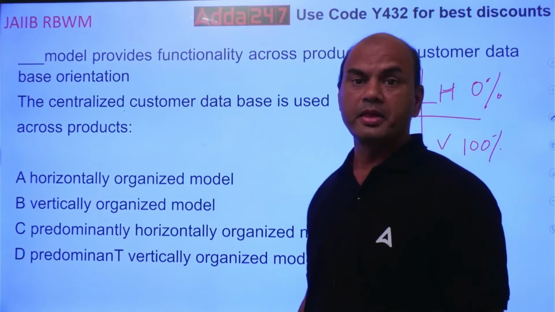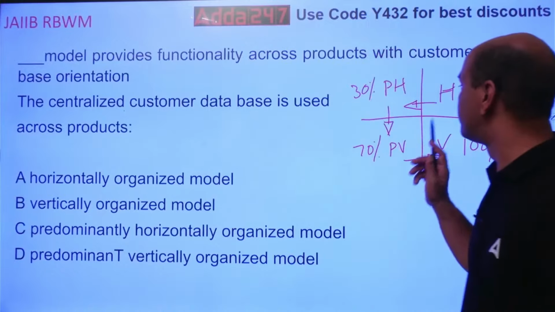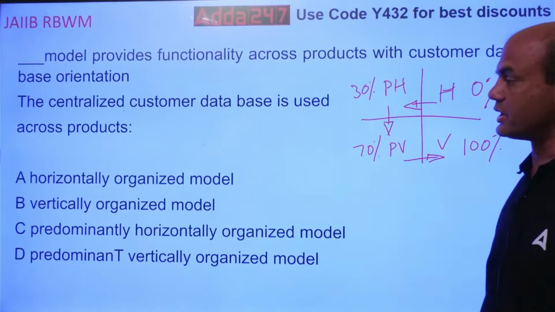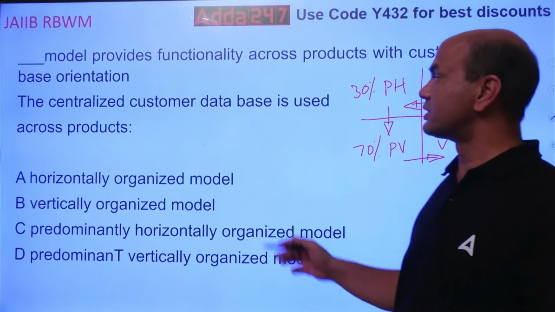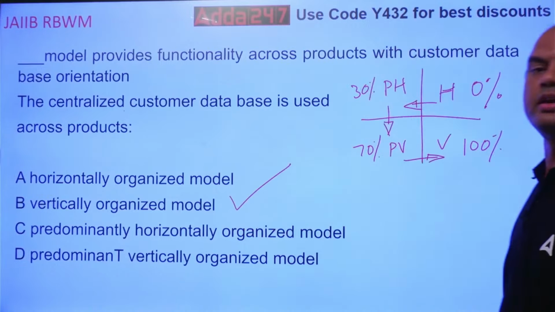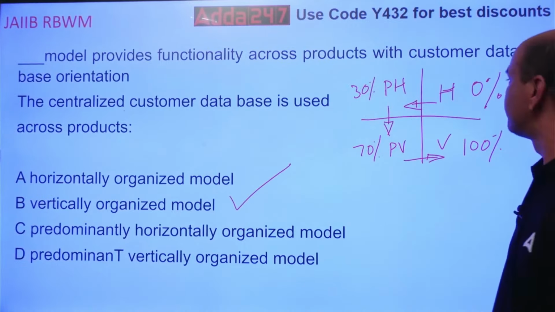Okay? So this is the difference between the horizontally organized model, PH, PV, and the vertically organized model. So the answer over here is centralized customer database. So it is the vertically organized model. Okay?